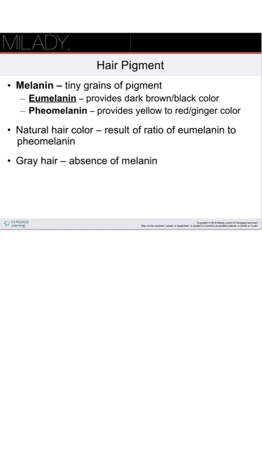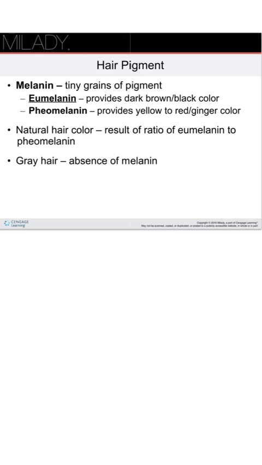Hair pigment. Pigment in the hair color is what gives the hair its actual color, just like you would find in a can of paint or anything else that has color. There are different types of pigment that create the color of the natural hair. Melanin is the term that we use to refer to the tiny grains of pigment.